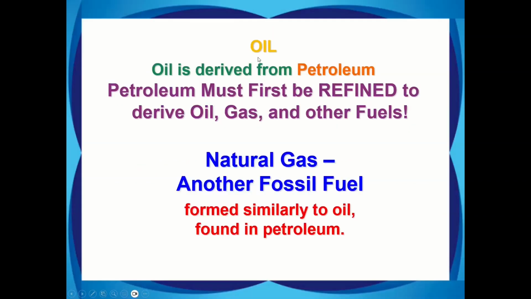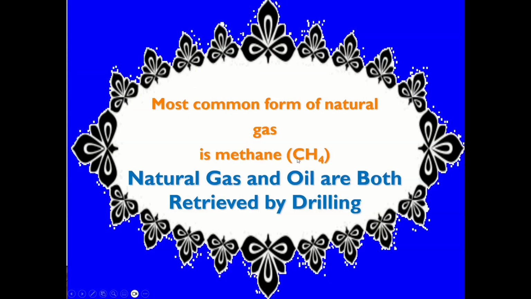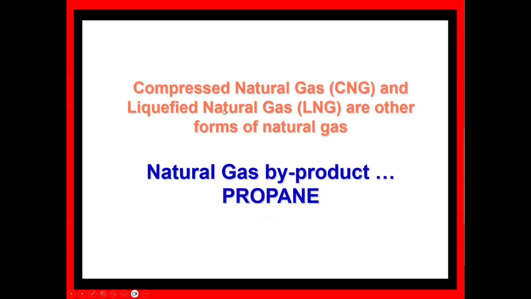Oil is derived from petroleum, and we know that petroleum must be first refined to derive oil, gas and other fuels. Natural gas is another fossil fuel formed similarly to oil and found in petroleum. The most common form of natural gas is methane, CH4. Natural gas and oil are both retrieved by the process of drilling from deep underground. Compressed natural gas, that is CNG, and liquefied natural gas, LNG, are other forms of natural gas. A byproduct of natural gas is the so-called propane gas.